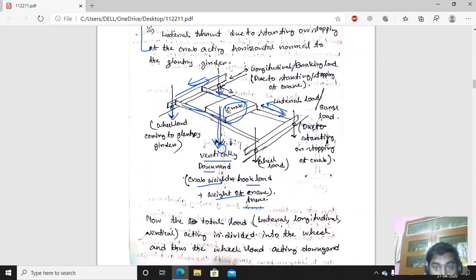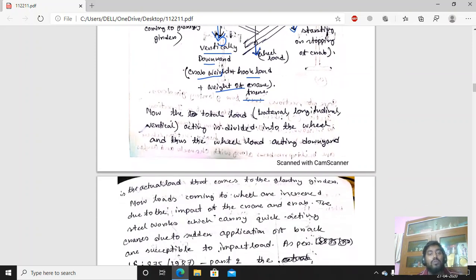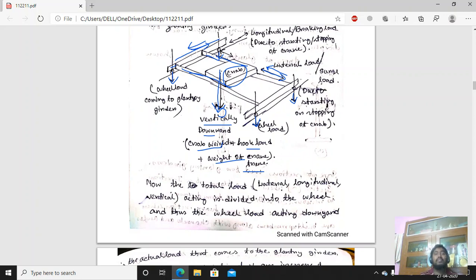So the loads that are coming from that wheel are these two. Clear, I think. Okay, now coming to how to calculate the load. That is our motto. So we know what forces are coming to the member. Now we have to calculate what force is coming to the wheel, that means what force is in turn coming to the Gantry girder.